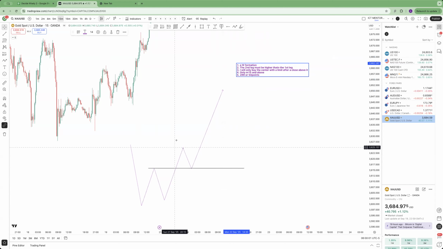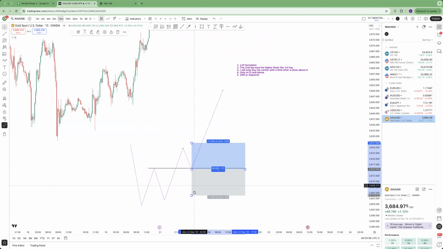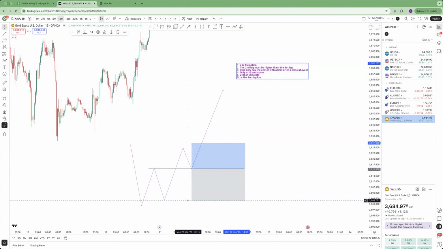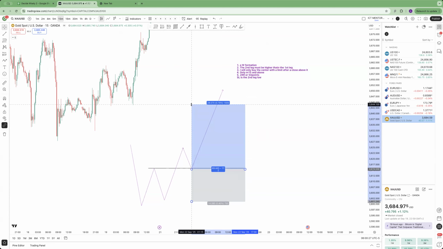A W formation, a return to the center, and I would buy it. I'll use 2 to 1 as the target. SL is the second leg low. So the second leg SL is here. You can add a little bit because of spread. If this works on any time frame above 15 minutes, I will do it. Simple rule.